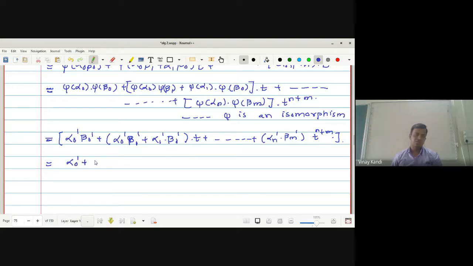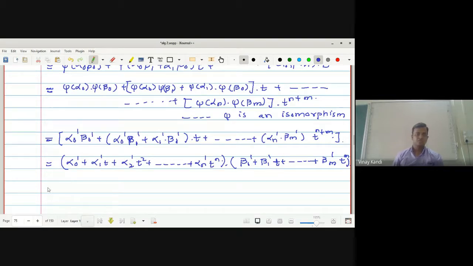So this is equal to alpha naught dash plus alpha 1 dash t plus alpha 2 dash t square plus up to so on, alpha n dash into t raised to n, into beta naught dash plus beta 1 dash t plus up to so on, beta m dash t raised to m. Is it correct?